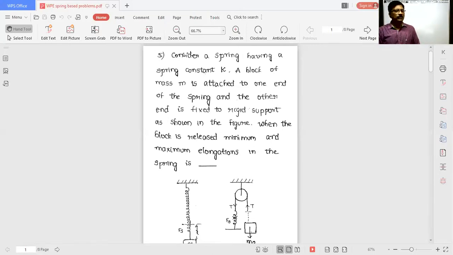Consider a spring having a spring constant K. A block of mass M is attached to one end of the spring and the other end is fixed to a rigid support as shown in the figure. When the block is released, then the minimum and maximum elongations in the spring we have to find. Okay, now all of you see the board.